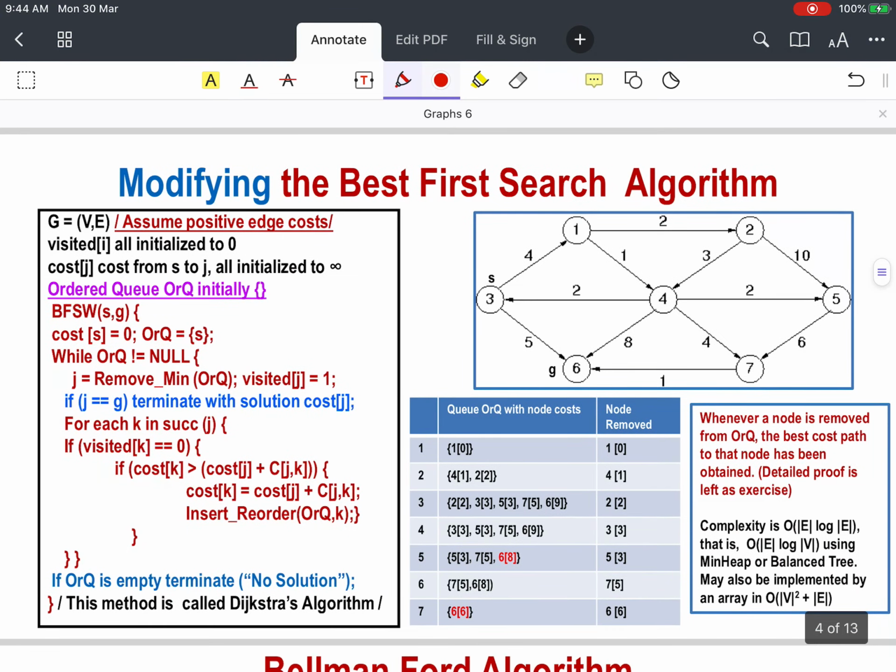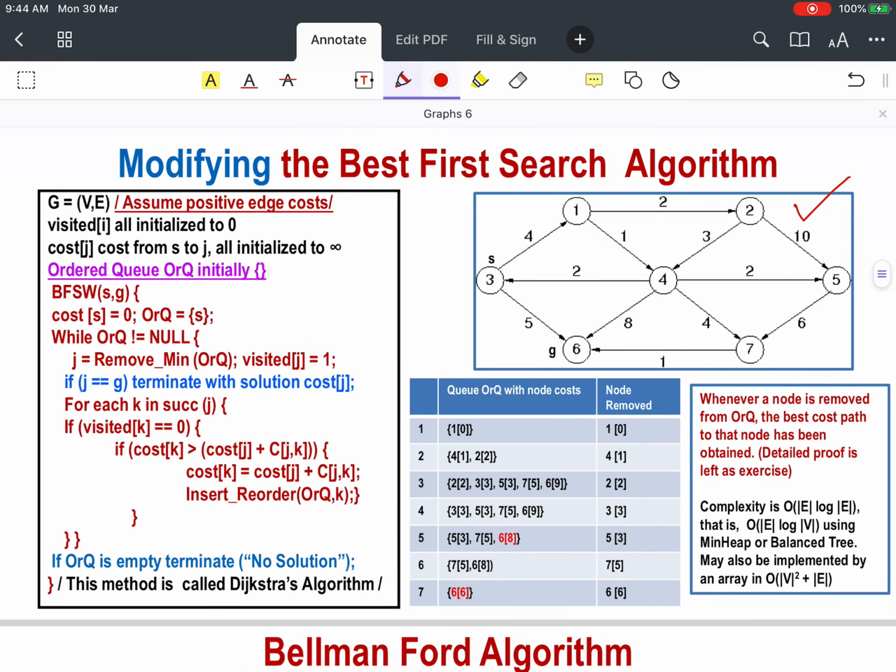We come to the second case where, as in this figure, all the edge costs are positive, though the graph may have cycles. Let us go back to our best first algorithm, which we had done the other day, which I have reproduced here. You remember what we were doing was that the cost S was the cost from the start node S to a goal node J.